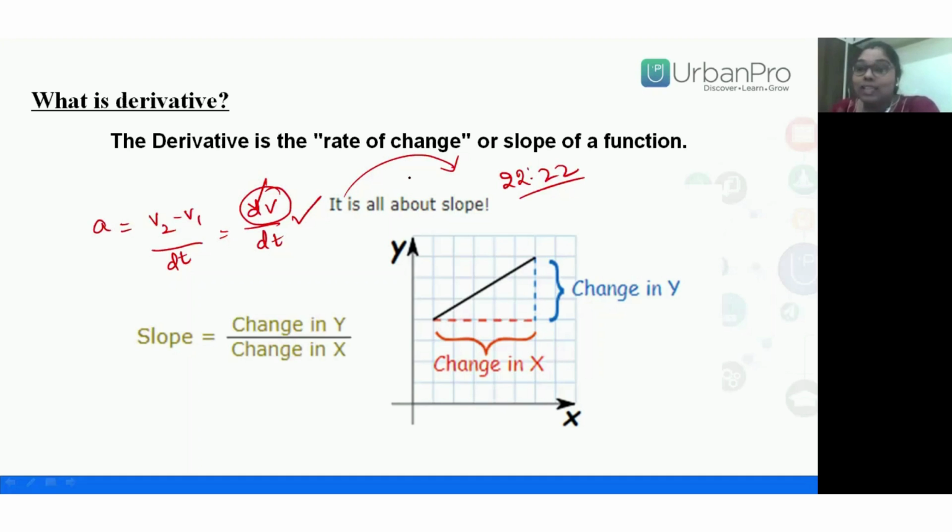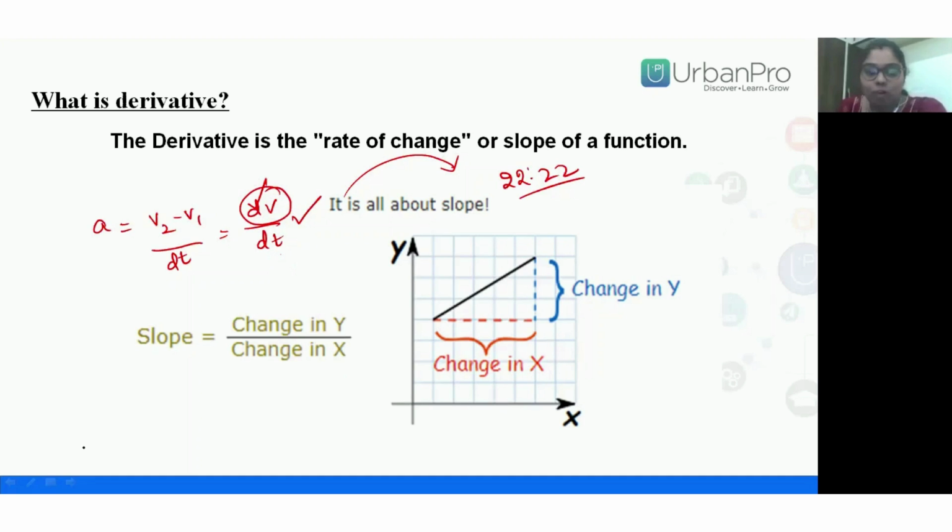Let's now understand what is derivative. Okay, derivative is the rate of change or slope of a function. So it is all about slope. See, rate of change. So velocity is changing with respect to time. So this is called derivative.